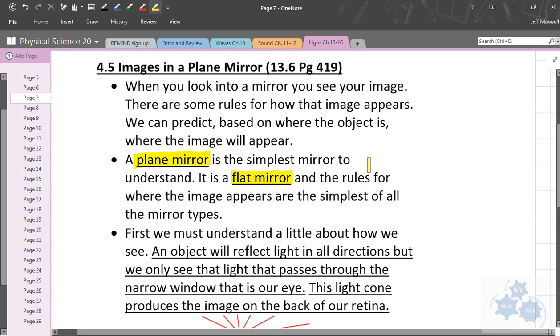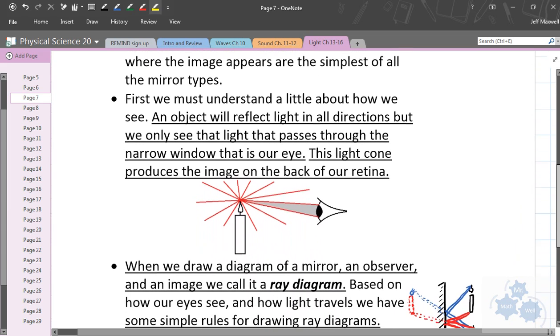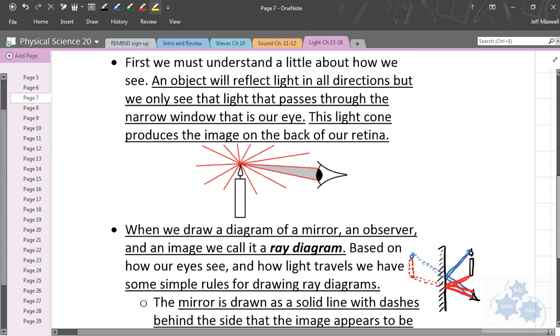So, first we must understand a little bit about how we see. Okay, now this is very important. Remember we talked about the nature of light and what Plato and Socrates and Aristotle and all those guys thought about what light really was? We must understand that an object will reflect light in all directions.